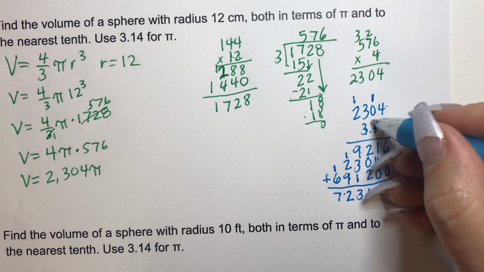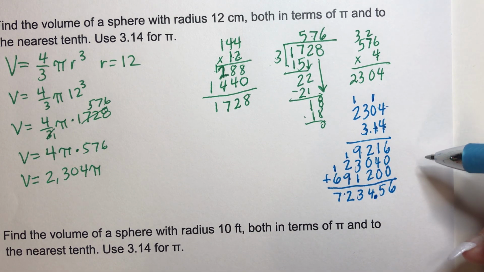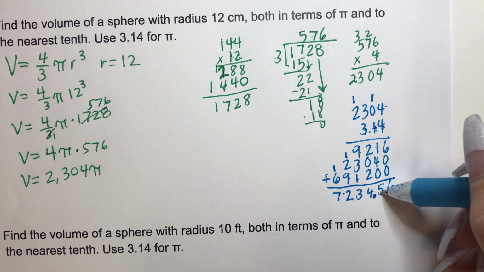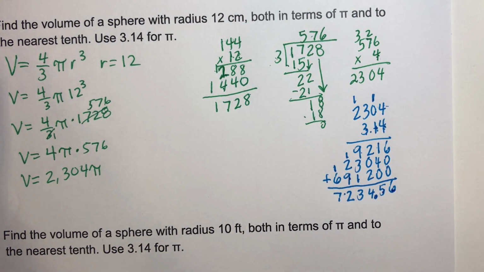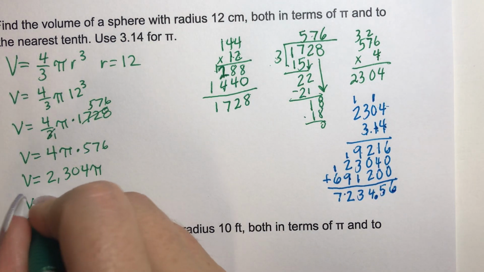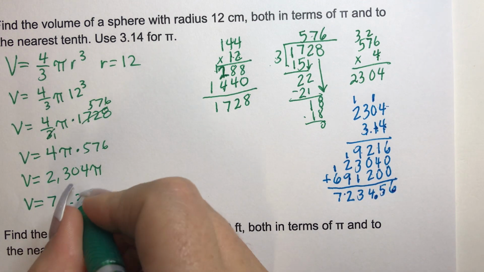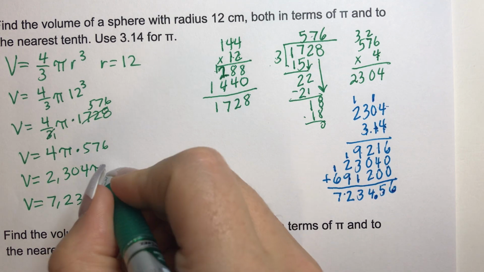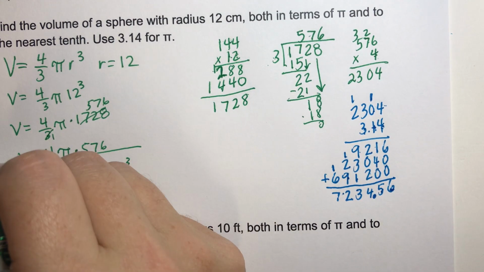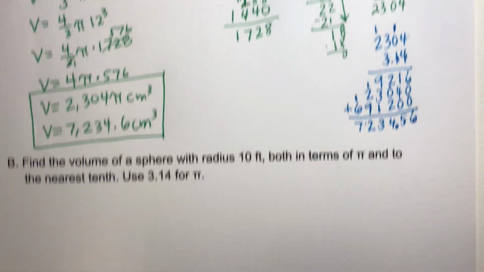All right, so we have 2 decimal places here. What does it say? Round to the nearest tenth. So we look here, this is the tenth. We look at the hundredths and round this up because it's over 5. So we would end up with an answer. The volume equals 7,234.6 centimeters cubed. And there are both of our answers in terms of pi and also rounded to the nearest tenth.